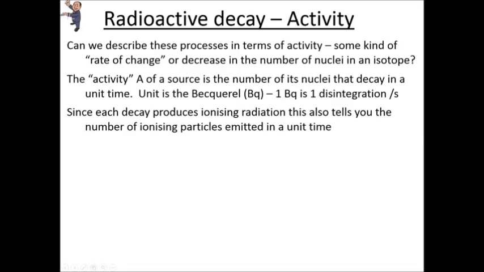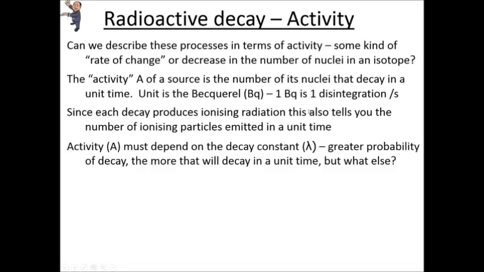And since each decay produces radiation, this will tell you the number of ionizing particles emitted in a unit time as well. So a decay of 1 becquerel will mean that there is one emission of ionizing radiation or an ionizing particle per second. What does activity depend on?